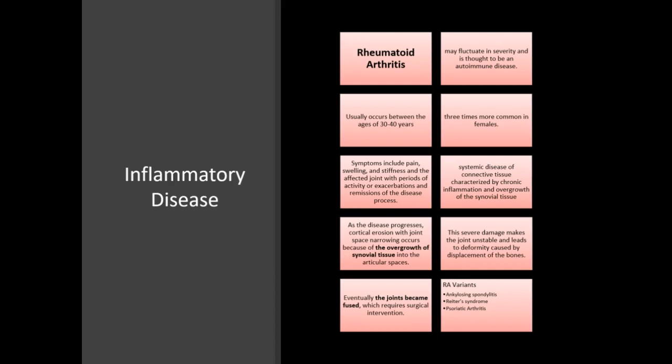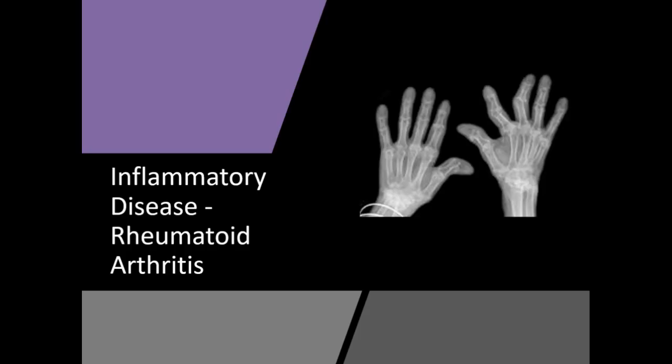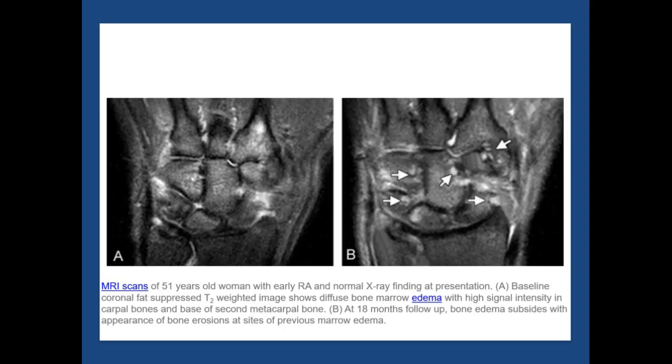It's a systemic disease of connective tissue, and the severe damage makes the joint unusable and leads to deformity. So you see those patients with all kinds of changes within their hands. There's also RA variants, which is ankylosing spondylitis, Reiter's, and psoriatic arthritis. So you can see that the left hand here has a lot of joint changes due to RA. And MRI of RA, you can see the edema within.